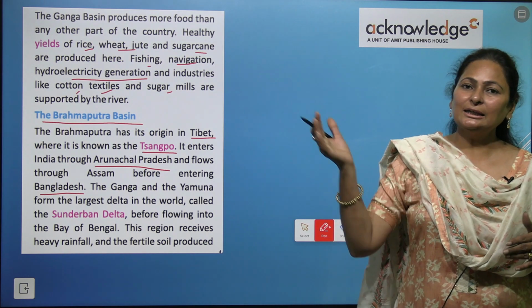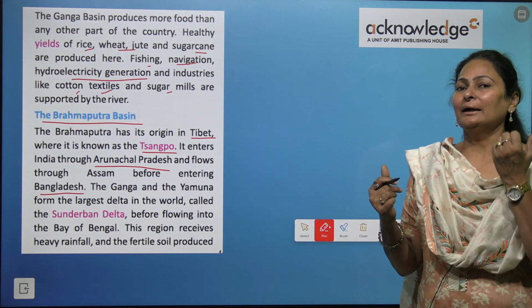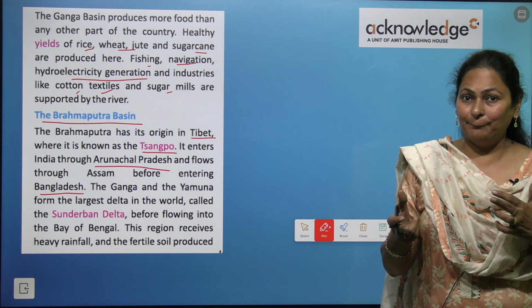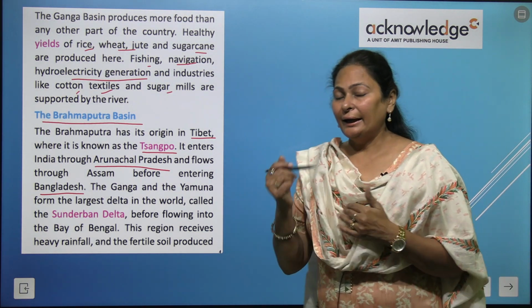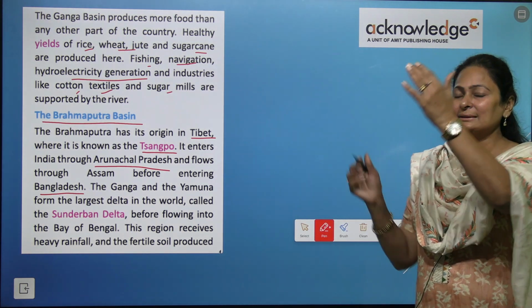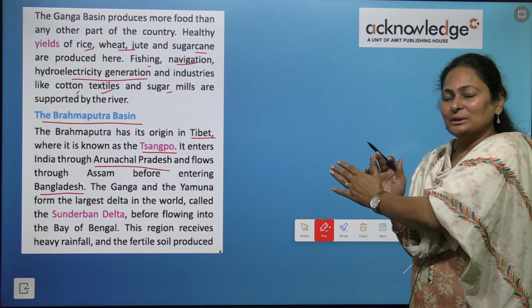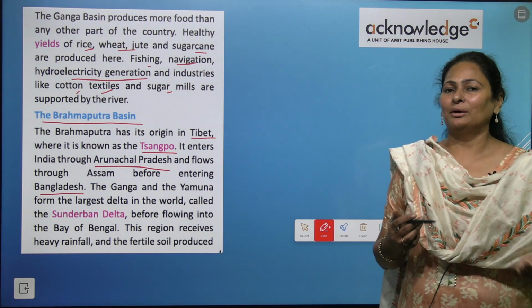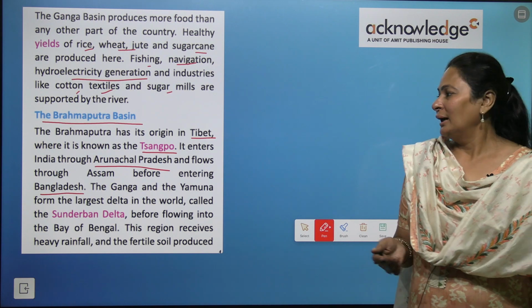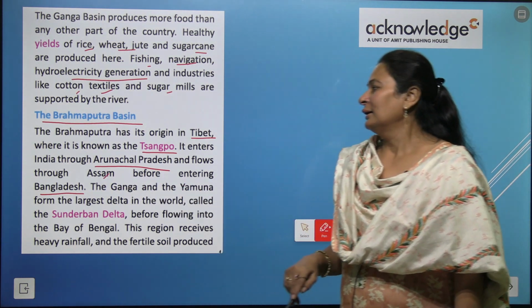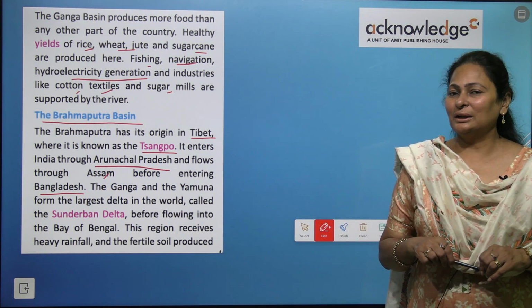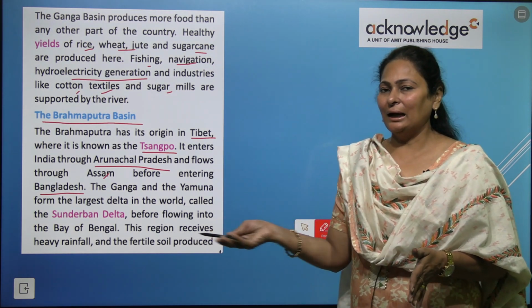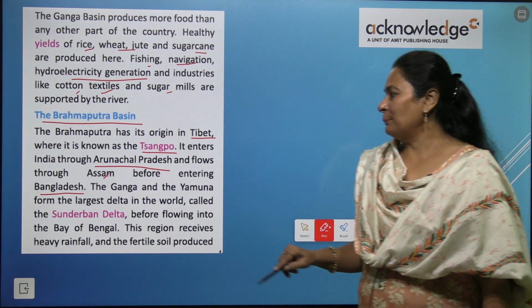Brahmaputra basin starts or originates from where? It originates from Tibet, and the name of this river is Sangpo in Tibet, right? When it enters India, it enters through the eastern part, which is Arunachal Pradesh, and from there it moves to Assam, and before entering Bangladesh, meaning after Assam, it flows towards Bangladesh.